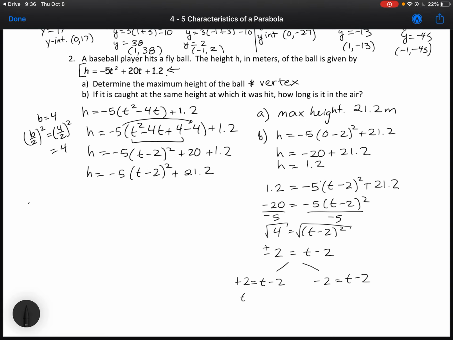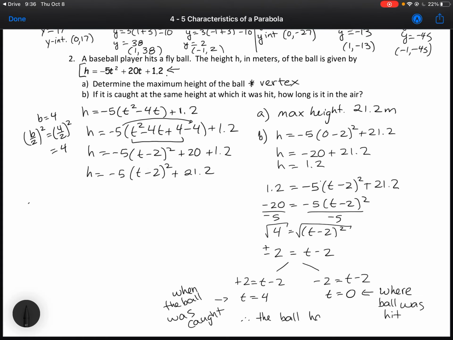Now on the left side, this one would tell me that t is equal to 4. And on the right hand side, this would tell me that t is equal to 0. So t equals 0, I know, is where the ball was hit. That means that my other answer here must be when the ball was caught. Therefore, the ball has been in the air for 4 seconds.